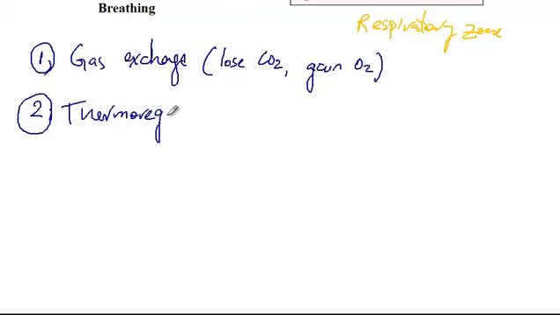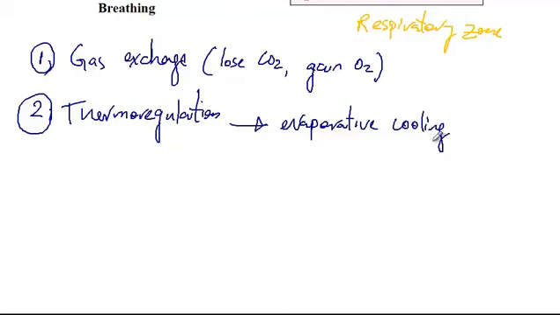The other function of the respiratory system is temperature regulation or thermal regulation. And this is due to the fact that the respiratory system is highly vascularized. And so therefore, once these capillaries are dilated, a lot of heat can be dissipated through the evaporative cooling. So there would be evaporative cooling through the dilated vessels of the respiratory tract.